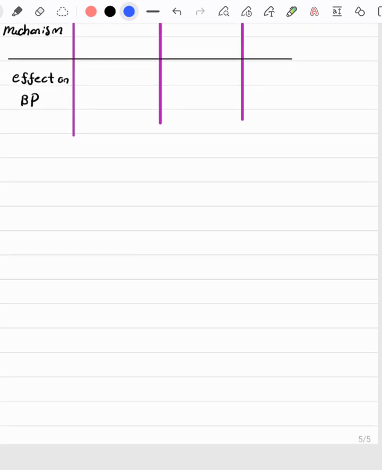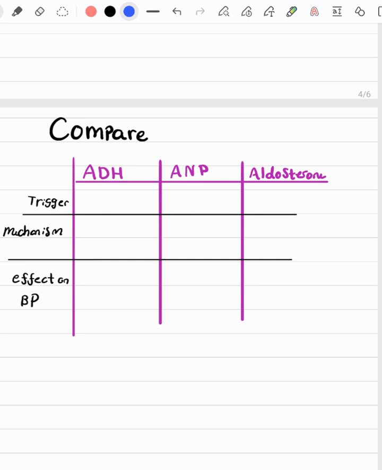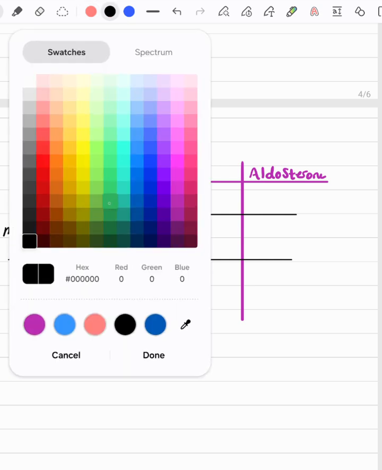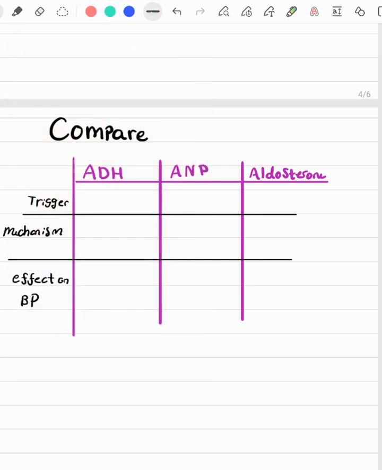So there we go. And we're going to say the trigger for, let's see what color we want to do here. We'll do, how about this blue? So the trigger for ADH was dehydration. The trigger for this was going to be a high blood pressure. And the trigger for aldosterone was going to be angiotensin 2.